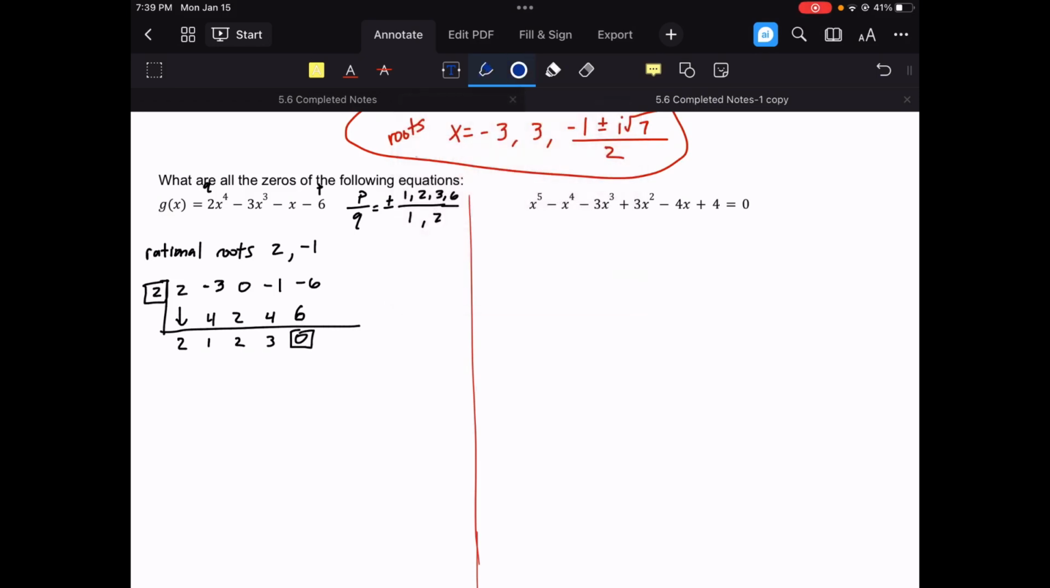And then we'll go ahead and run the second set of synthetic division right after it with our second rational root of negative 1. So we drop the 2. This is negative 2, so negative 1. This is 1. And then negative 3, and then 0. So our quadratic in this case becomes 2x squared minus x plus 3.